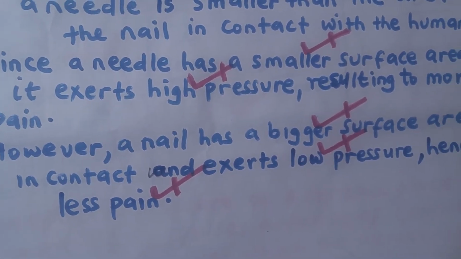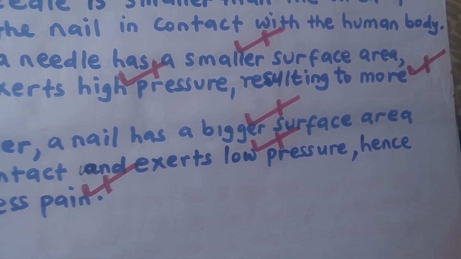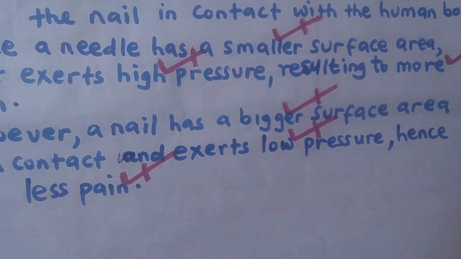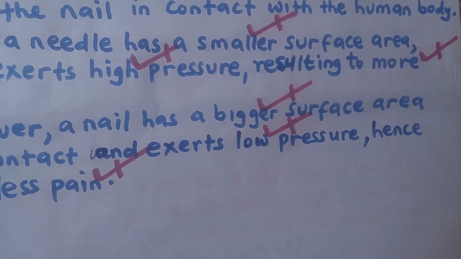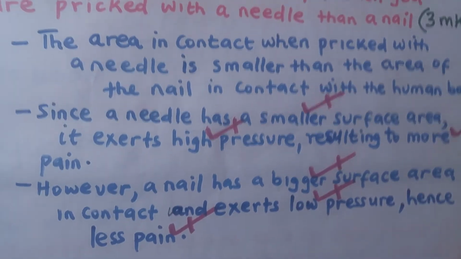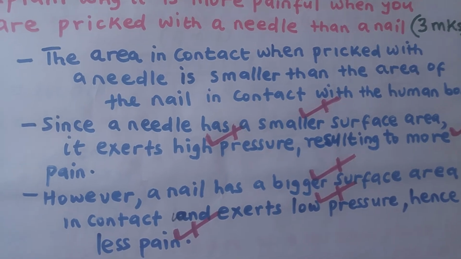However, a nail has a bigger surface area. And once the surface area is big, what happens? It exerts low pressure, making the pain to be less. Now, we are given here 3 marks. I want you to know how to answer questions.